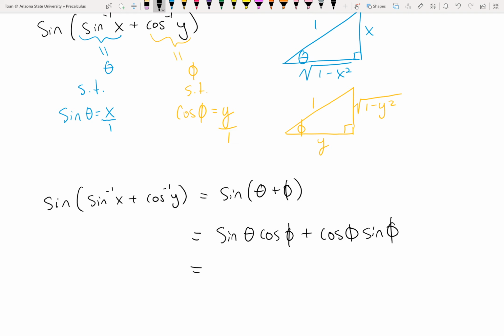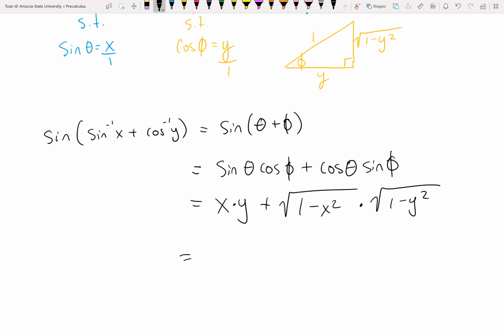So we can simply see sine of theta using the theta triangle, that the sine is x over 1, or simply x. Times cosine of phi, using the phi triangle, we can see that the cosine is just y. Plus cosine of theta, sorry, we can see that the cosine of theta is the square root of 1 minus x squared, times the sine of phi, which is the square root of 1 minus y squared.